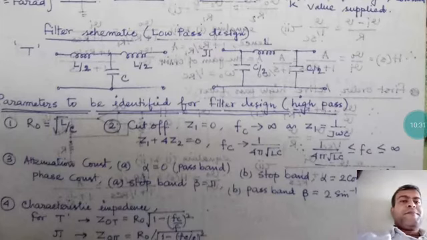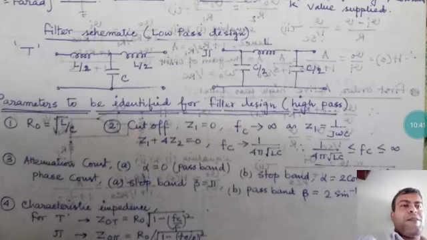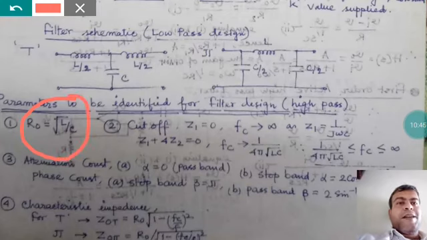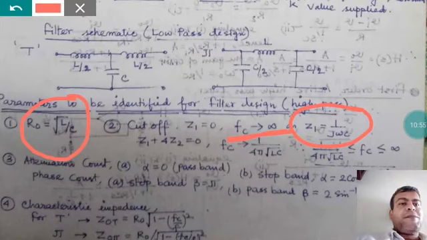In the same way, you have to consider the high pass filter. There the Fc will not tend to 0, it is tending to infinity. So here R0 is the same as root over L by C. The cutoff frequency here, Z1 equals j omega C, for Fc tending to infinity, or Fc equals 1 by 4 pi root over LC. So what is the range of that Fc? It must lie between 1 by 4 pi root over LC to infinity. So that is the high pass filter range.